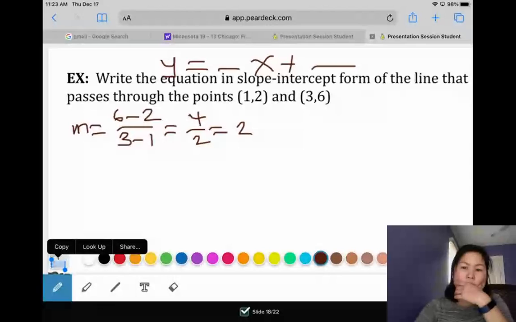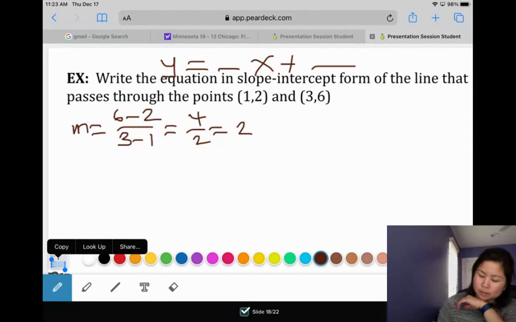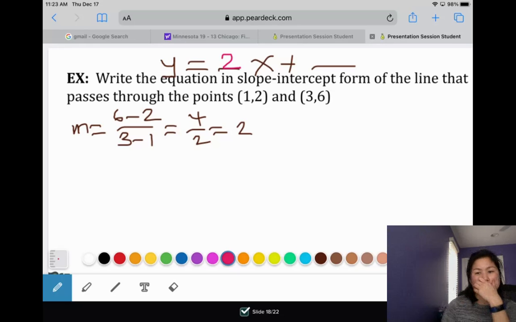Okay. Now I have the slope, which is right here, which is 2, but I still need to find the y-intercept. So like I said, this should be the hardest one. We know how to find the slope, but now we just have to find the y-intercept. To find the y-intercept is going to involve solving an equation, right?